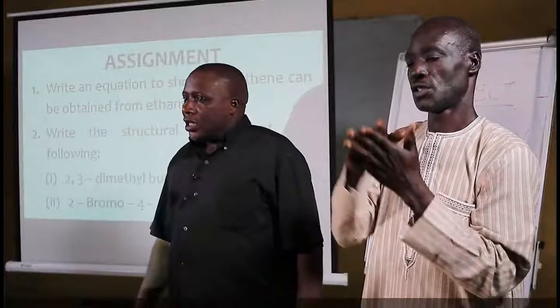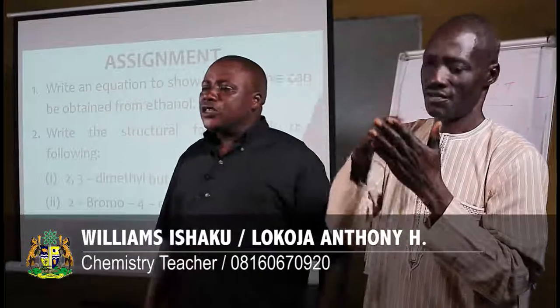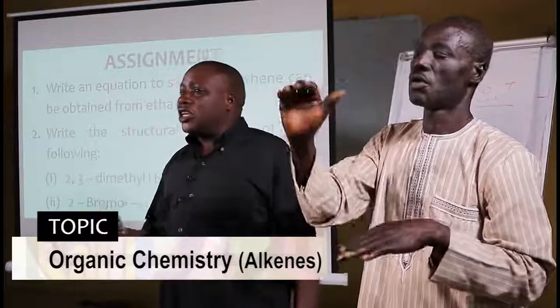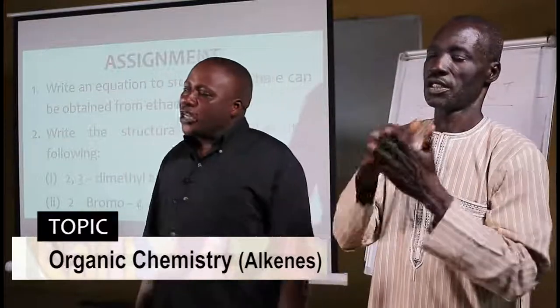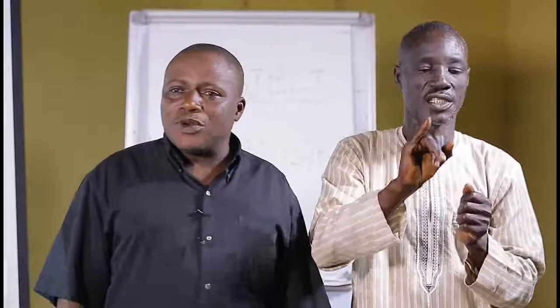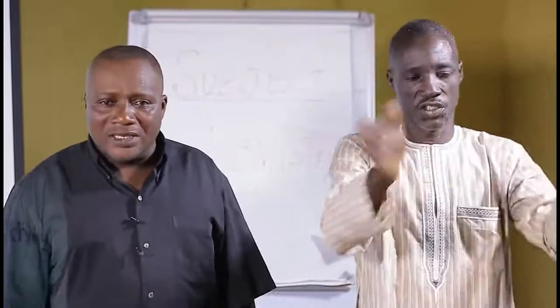My student, I believe you have learned a lot. We've seen what an alkene is. We say it has a general molecular formula, CnH2n. We made mention when naming them, they end with the suffix "-ene". And again, we saw the general properties and their chemical properties.